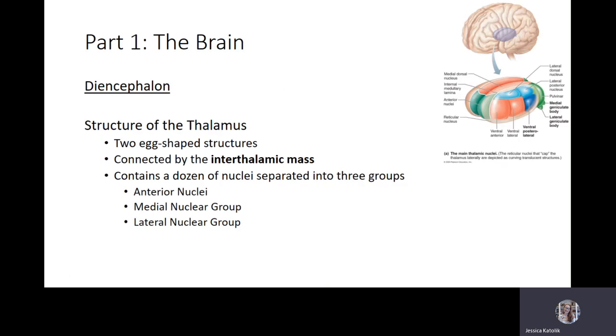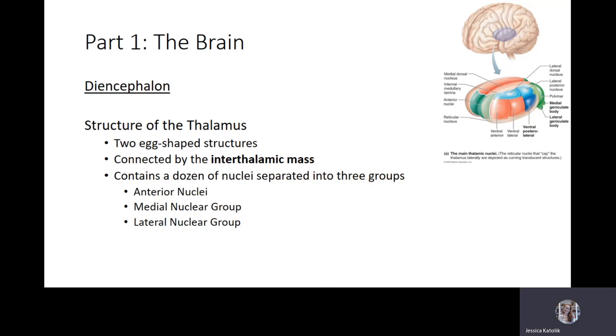Okay, let's go through the different regions and what they are. So the structure of the thalamus. The thalamus is going to be two egg-shaped structures that are going to be located deep inside the brain. And these two egg-shaped structures are going to be connected using the interthalamic mass. And it's important that they are going to help surround the third ventricle.